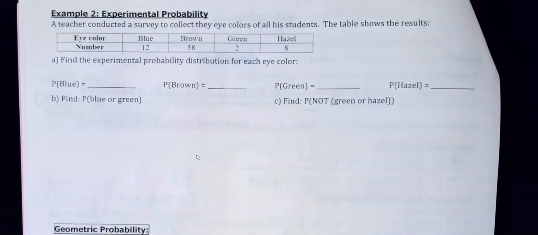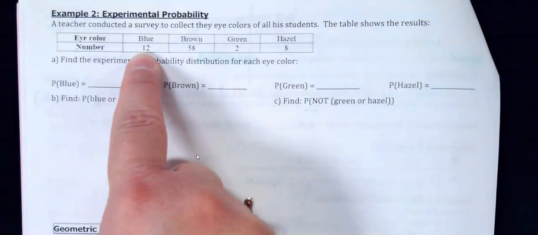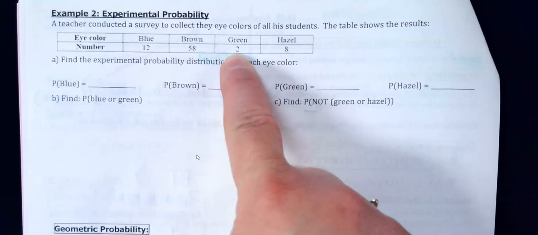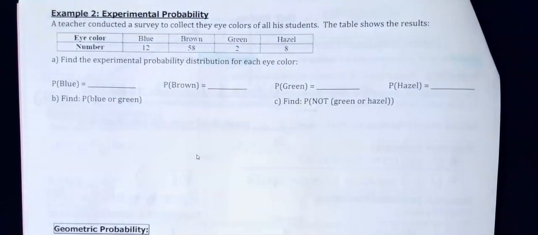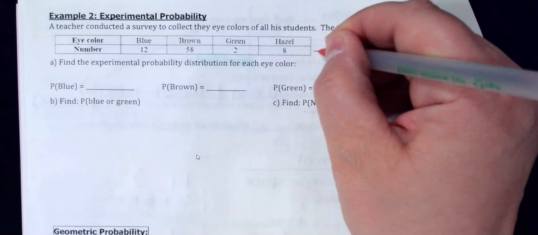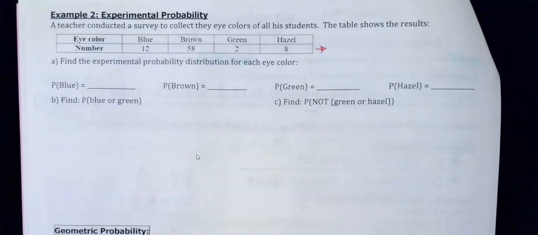So it says the teacher collects a survey that asks for the eye color of each of his students. Okay, so the experiment is basically like, what's your eye color? And we're going to ask that of all the students this guy has in his classes. So here's the results. You got 12 people with blue eyes, 58 with green, 58 with brown, 2 with green, and 8 with hazel. So first thing I would probably recommend in that situation, figure out how many total people this dude has in his classes. So I would just take literally just 12, 58, 2, and 8, add those guys up.